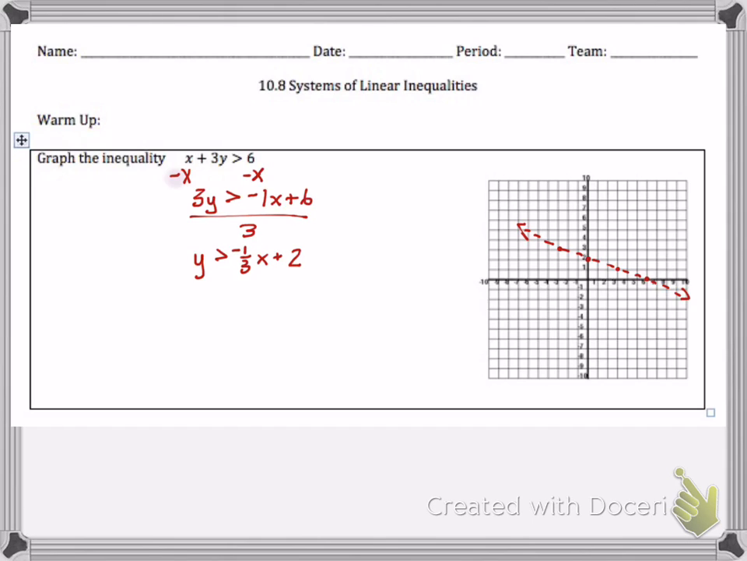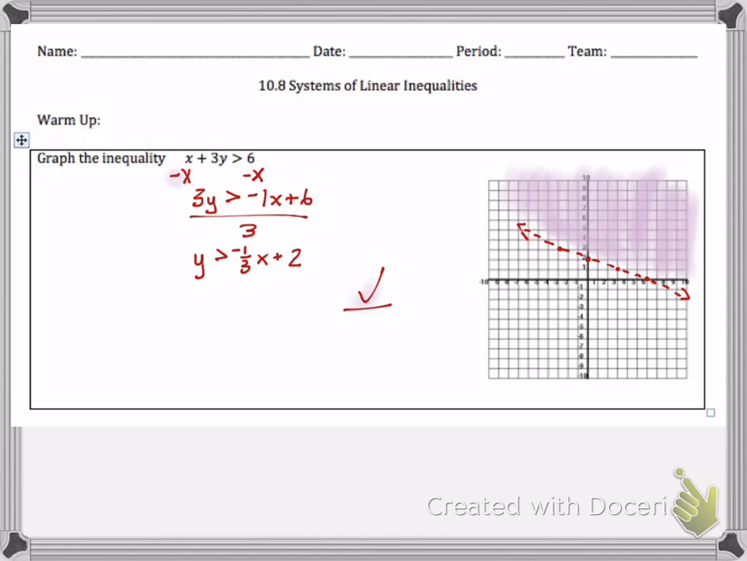And because we're shading greater than, that means we are shading where the y's would be greater, which in this case is upward. So we're shading this portion of the graph. Now, in order to check, we like to check with 0, 0. 0, 0 does not fall into the solutions, and so 0, 0 should give us a false statement.